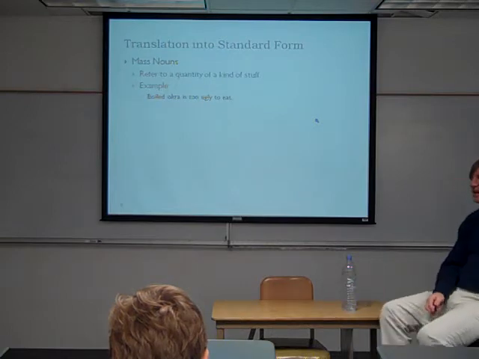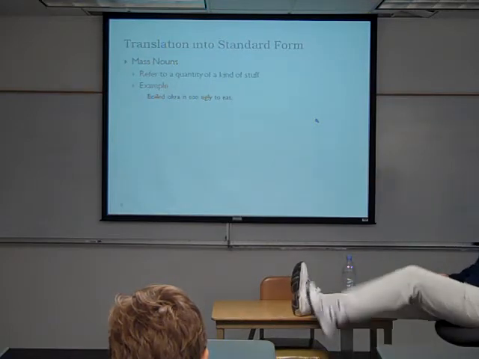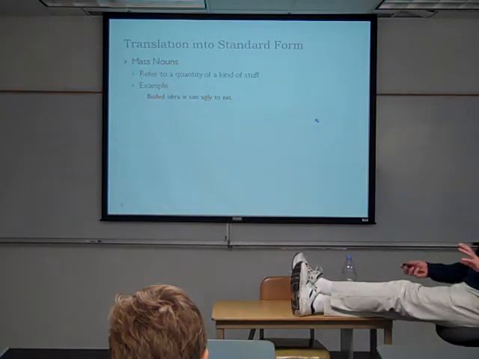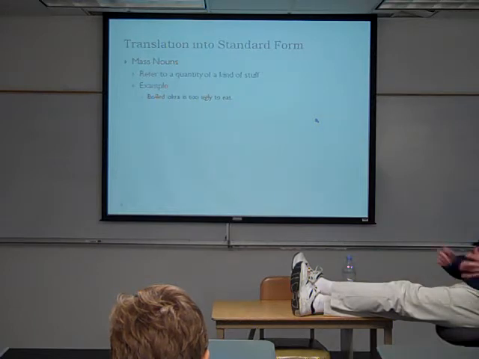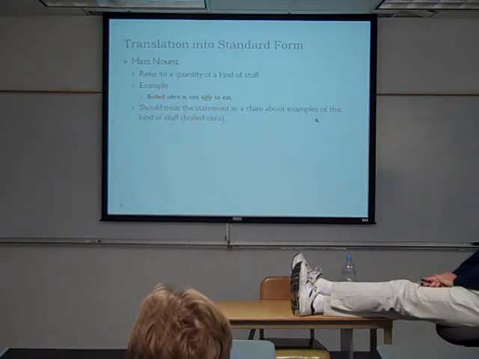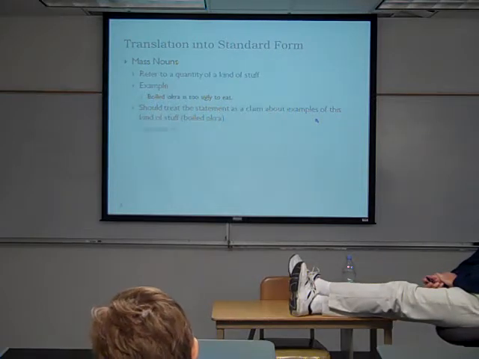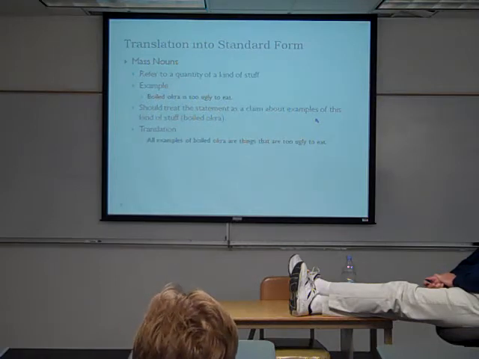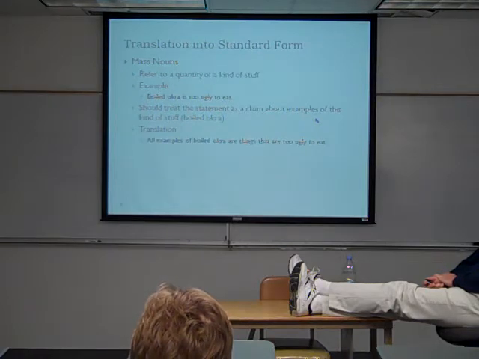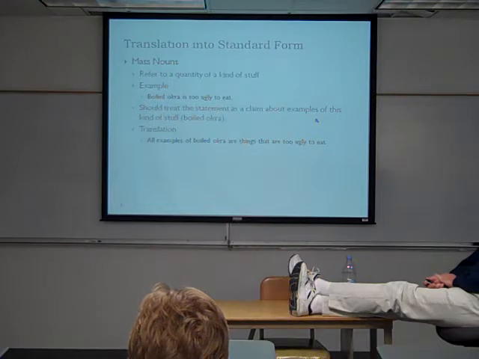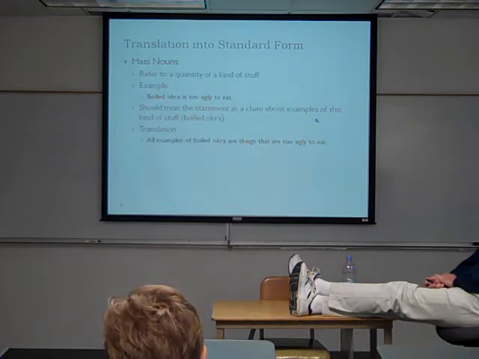How are we going to translate that? Well, given how we have translated the other situations, you can foresee that we're going to have to create a category here. We should treat the statement as a claim about examples of this kind of stuff. So the translation is, all examples of boiled okra are things that are too ugly to eat.